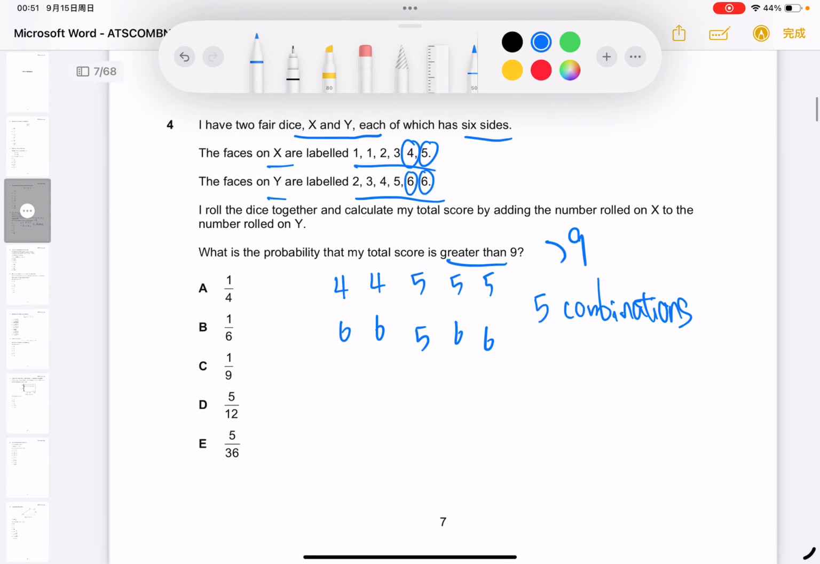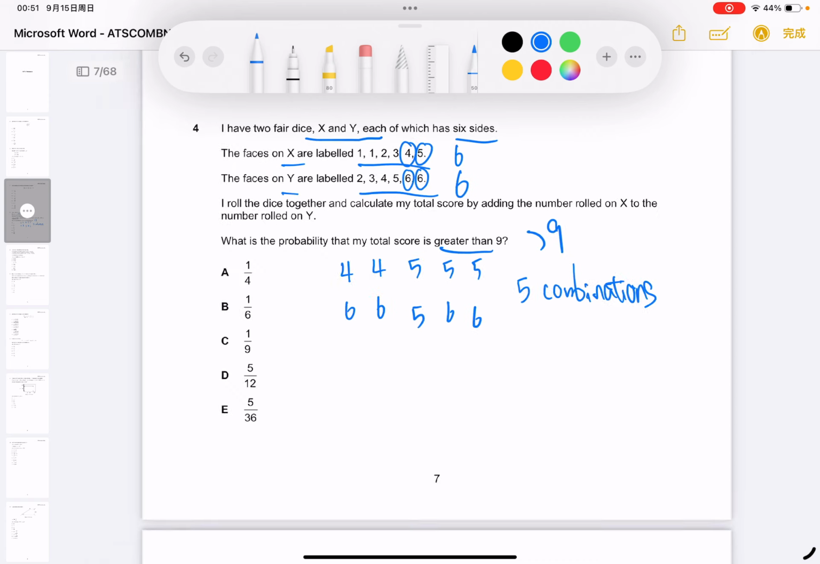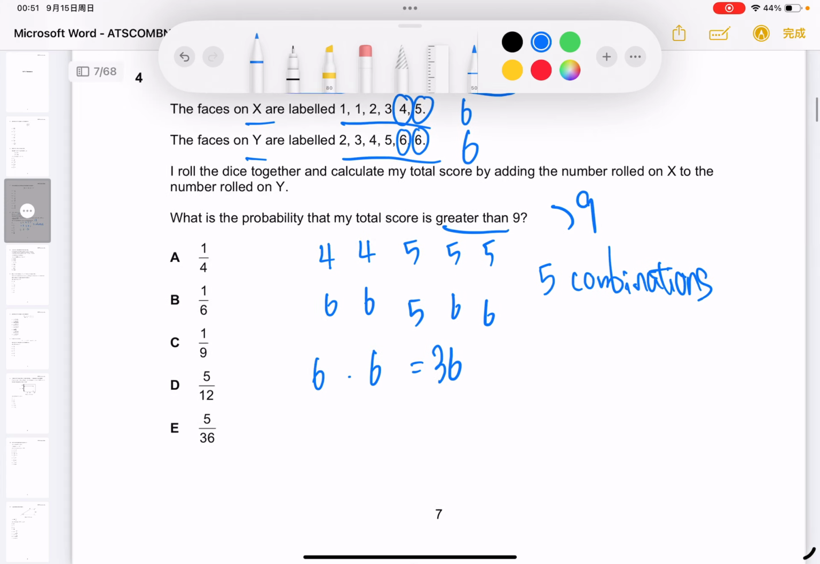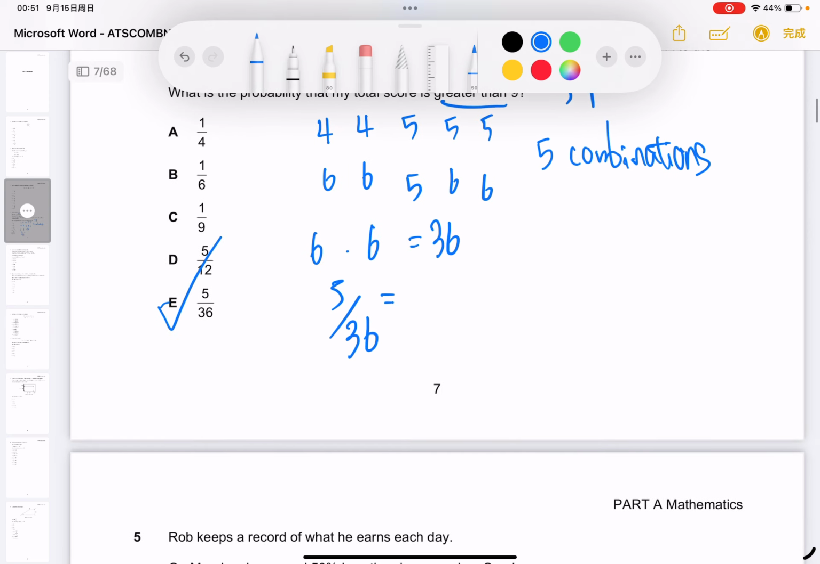Now let's find out the total number of combinations. So we got 6 sides here and 6 sides here. So the total number of combinations will be 6 times 6, which is 36. So now the probability is pretty easy to calculate. It's just 5 divided by 36. So the answer is E. Now let's move on.